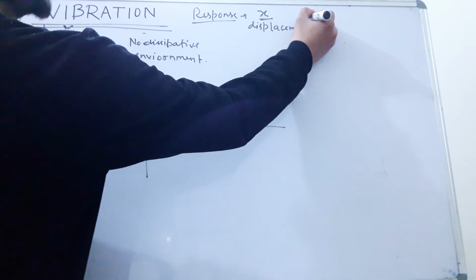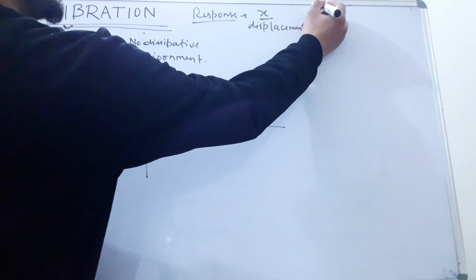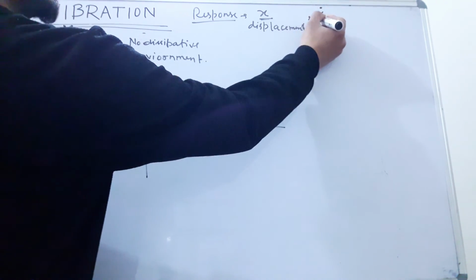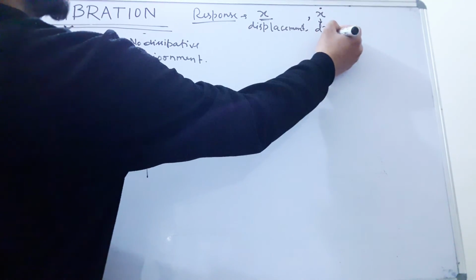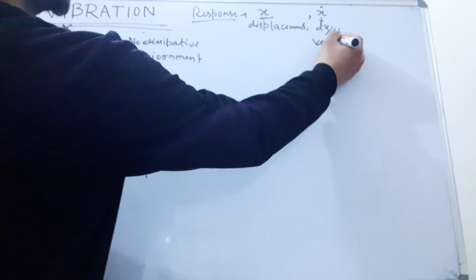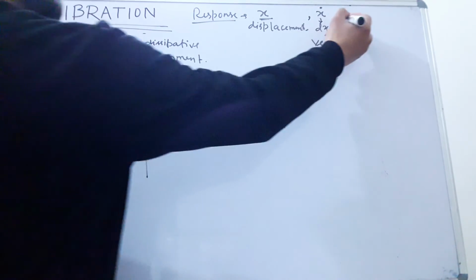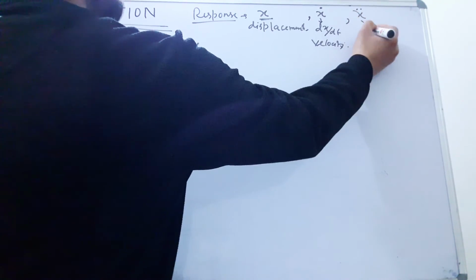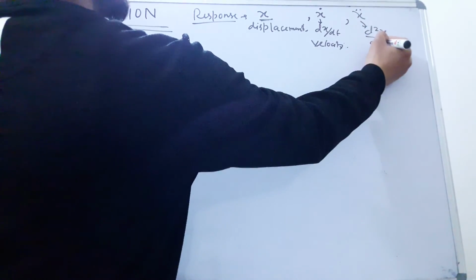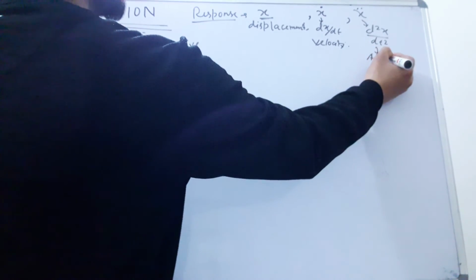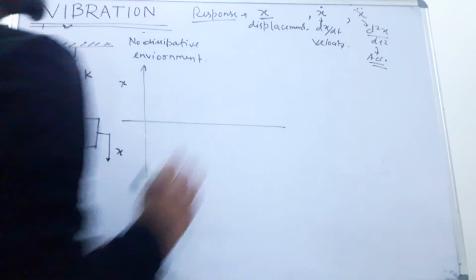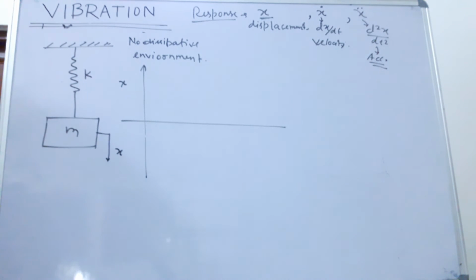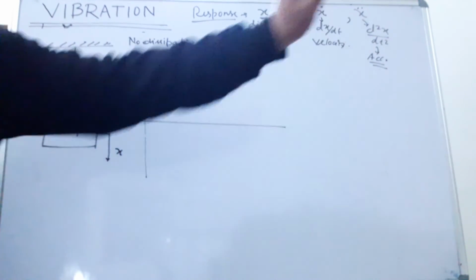The derivative of displacement will be velocity, dx by dt. I am writing it as x dot. X dot is dx by dt, means this will be velocity. And next is the derivative of velocity, that is x double dot, nothing but d2x upon dt square, that is acceleration. So we will learn the response of the system in terms of displacement, velocity and acceleration.